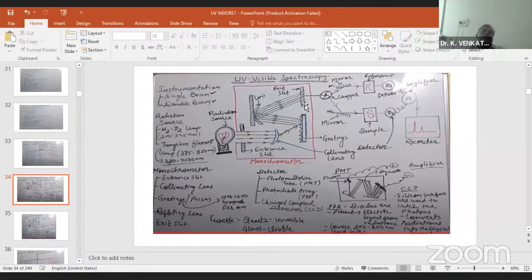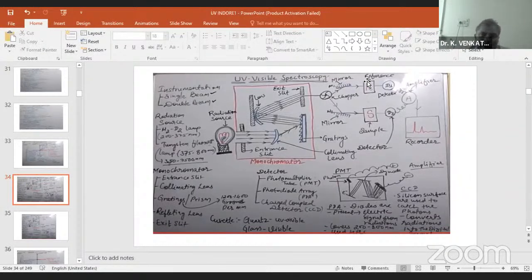What is the role of the exit slit? The unwanted wavelengths are removed. Only the fixed wavelength we need is allowed to the chopper. So this is the chopper. What is the role of the chopper? The chopper separates the beam into equal parts, the reference part and the sample part. Half moves to the reference side, and the other half moves to the sample side.